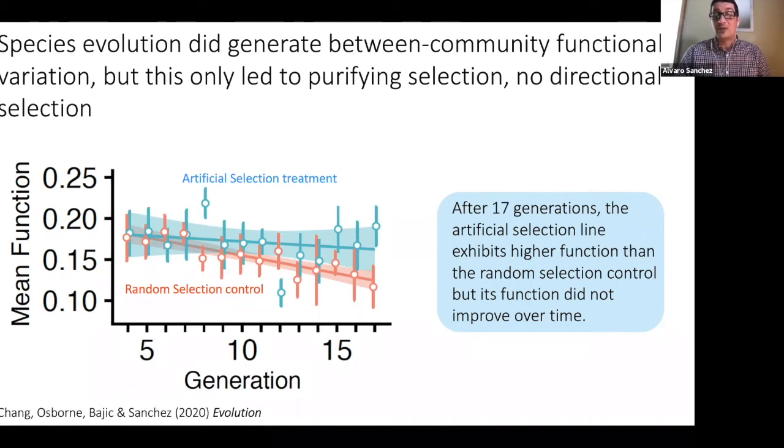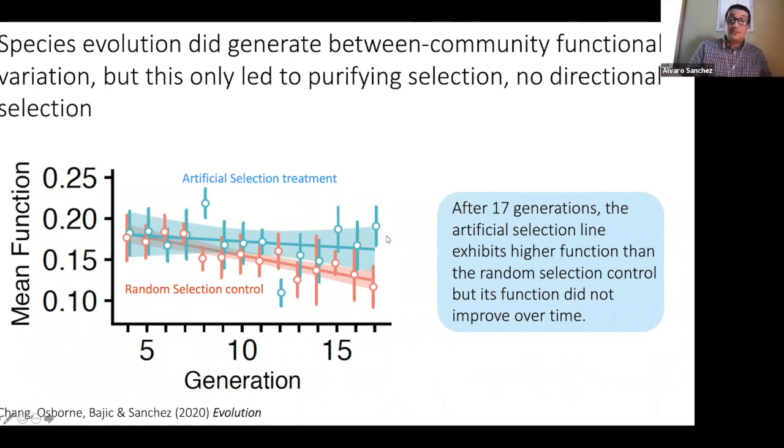And so essentially what we're doing here is that communities where cheaters arise that do not produce this enzyme give rise to lower community level amylolytic activity, and they are not selected to pass to the next generation, right? So we maintain the function over time. It doesn't improve, but at least it doesn't decline.